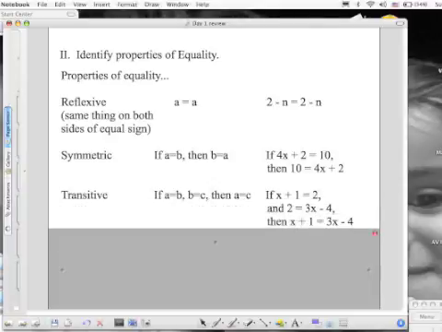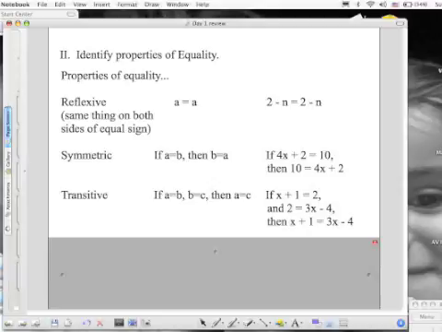The transitive property, remember the illustration I gave you of the train. If the engine is connected to the car and the car is connected to the caboose, then the engine is ultimately connected to the caboose. When the engine moves, so does the caboose. The statement will be in if-then form, and you will simply follow through. If x plus 1 equals 2 and 2 equals 3x minus 4, then the first equals the last.